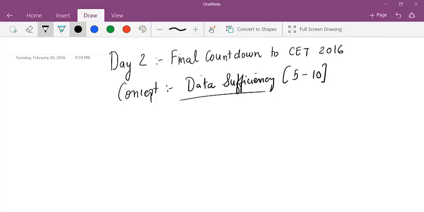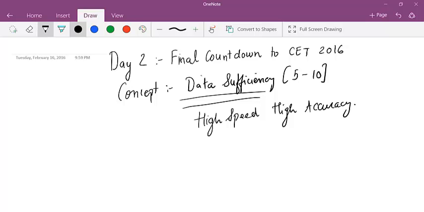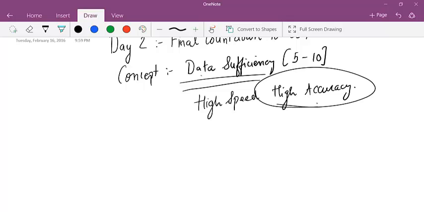But this will become the most important section when it comes to CET, a high speed, high accuracy area. However, currently a lot of people have high speed, however low accuracy. The accuracy goes for a toss when it comes to data sufficiency because they don't know the basics and how to go about answering a question. Keep one thing in mind: all you've got to know is the concept, and you don't have to find the answer.